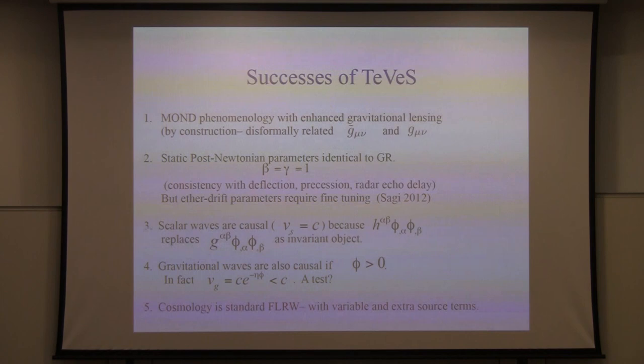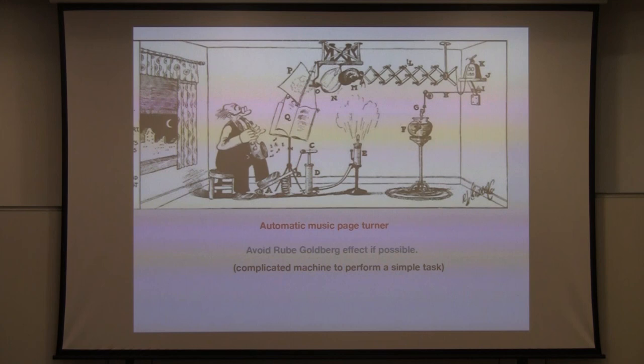I don't have the entire theory written out, but it's complicated because there are three actions of three fields: the vector, tensor, scalar. The scalar couples to the physical metric, not the gravitational metric. So scalar waves propagate at the speed of light, which solves the problem that Jacob was so worried about.